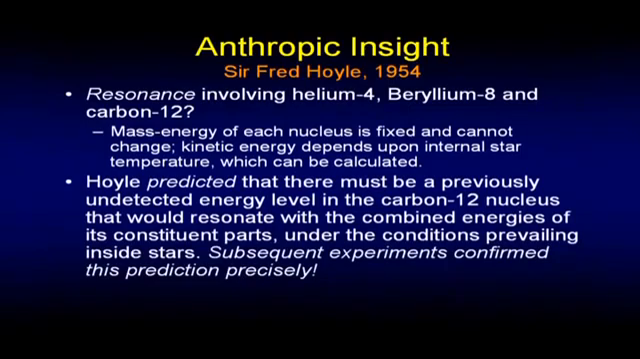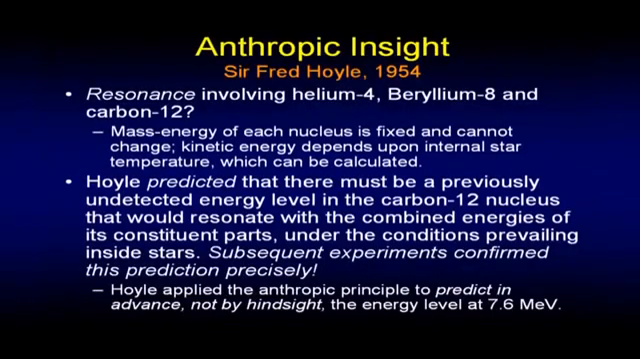Hoyle predicted that there must be a previously undetected energy level in the carbon-12 nucleus that would resonate with the combined energies of its constituent parts under the conditions prevailing inside stars. Subsequent experiments confirmed this prediction precisely. For most of us, not a big deal, except what's interesting was his methodology. He predicted it on the basis of his confidence of design in the universe. Hoyle applied the anthropic principle to predict in advance, not by hindsight, the energy level at 7.6 million electron volts. Anyway, the anthropic principle, this is well-traveled ground for most of you that have done any reading in cosmology.